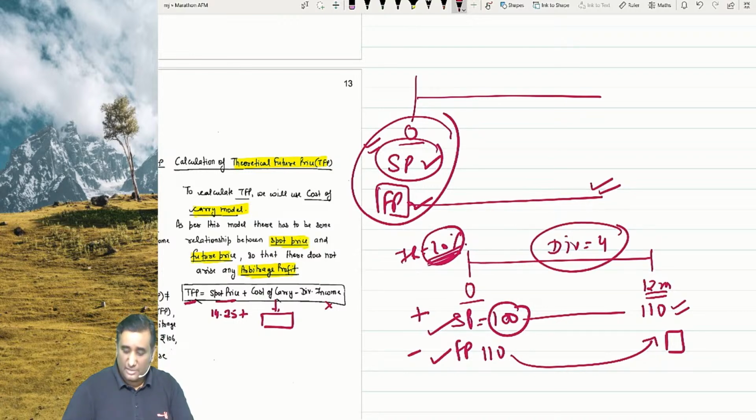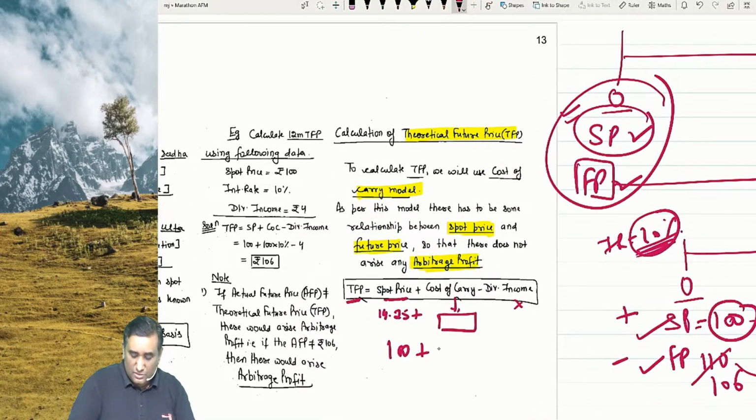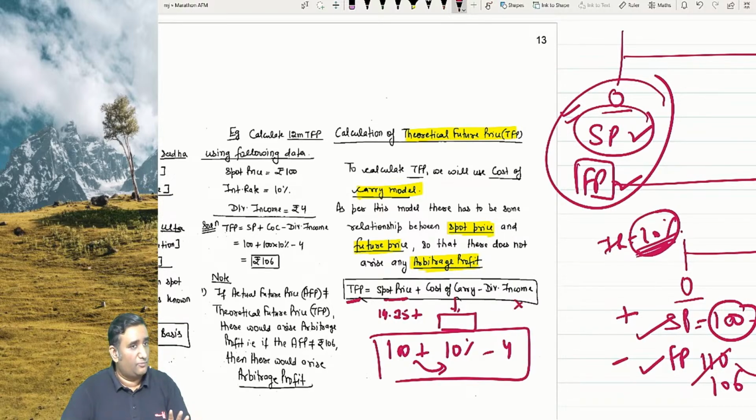If 4 rupees dividend comes, that means even if my share gets sold for 106, I would be at no profit, no loss. So my future price should be 106. That is how exactly the formula comes: 100 plus cost of carry, 10% of this 100, minus the dividend. This comes out as the future price.